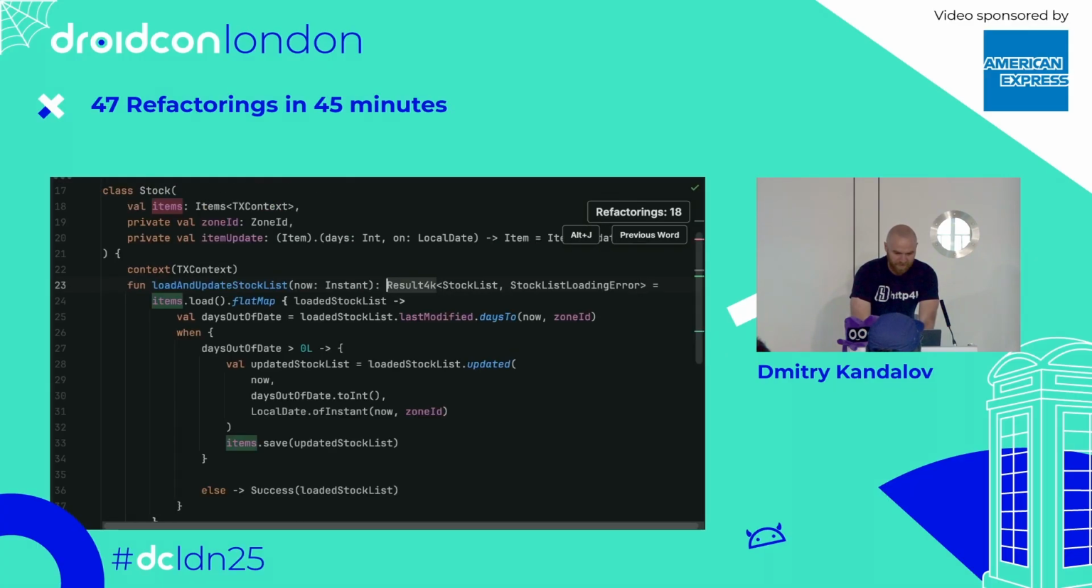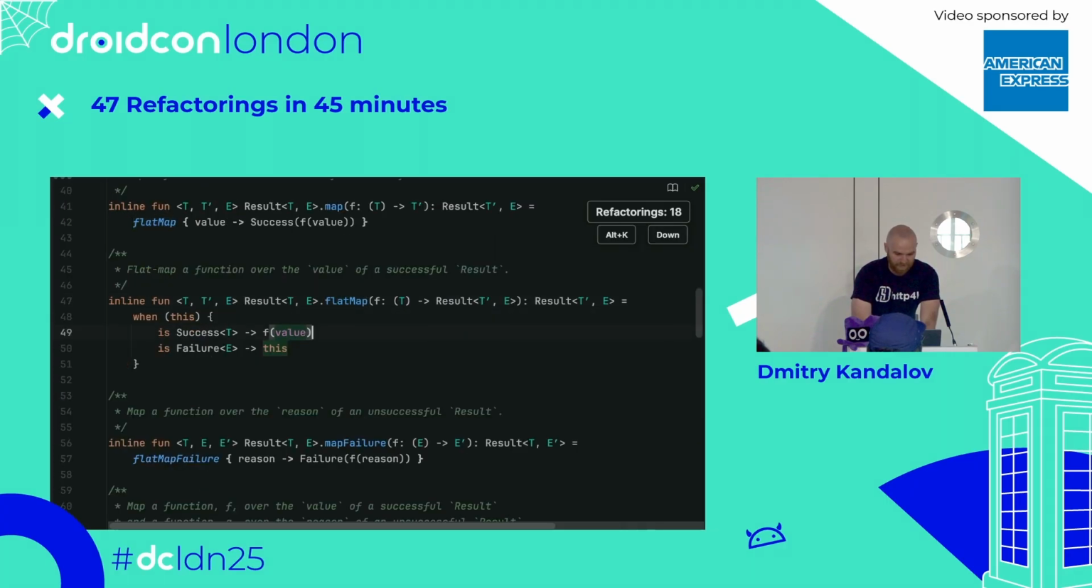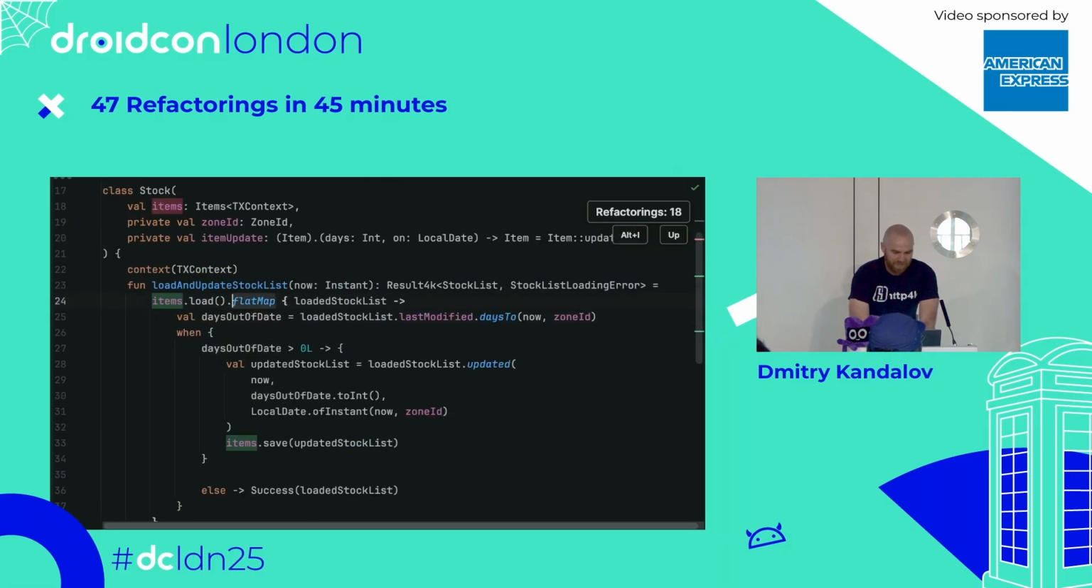So this is what this function does, and then the load returns us a result, and then we're doing a flat map. If you're doing functional programming, it may be obvious to you, but in reality, we do the callback on success, and on failure, return the failure. And it's a bit nested.